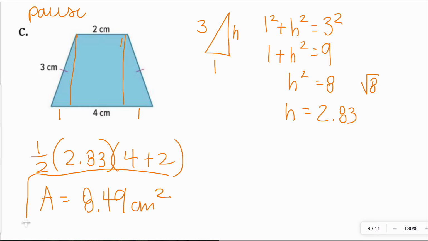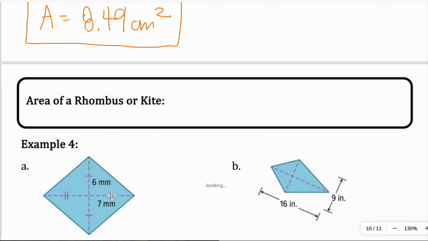Kind of depends on when you round. I just typed in the square root of 8 and left that long decimal in my calculator, divided that by 2, and then times 6. If you rounded to 2.83 and just typed that in your calculator, you might get a little bit different than me, but not by much.